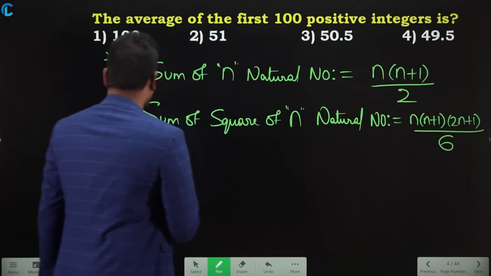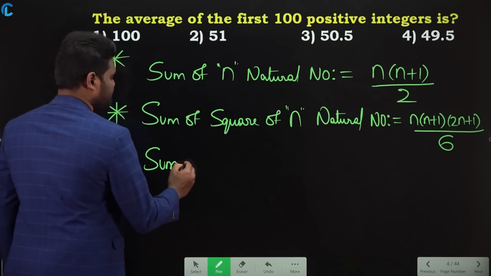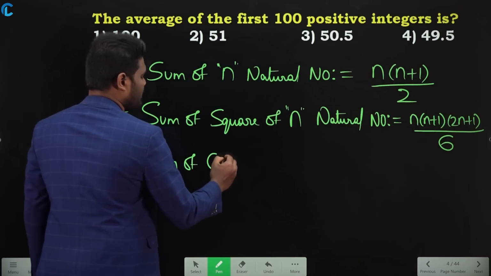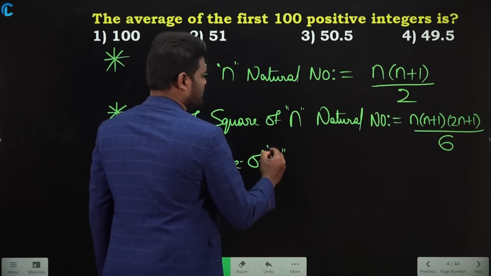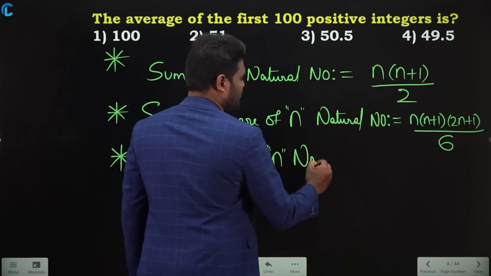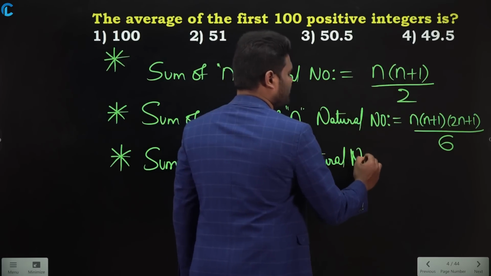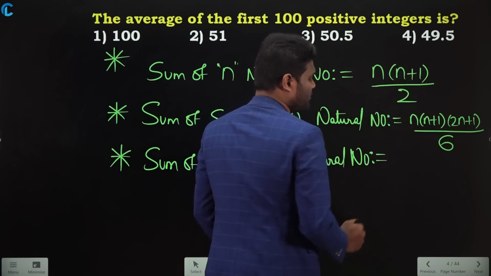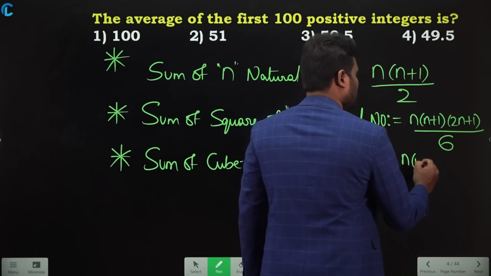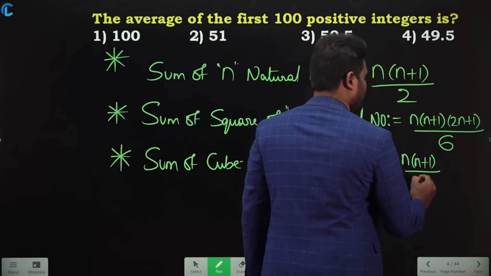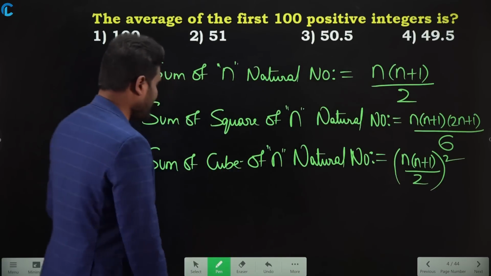Next, similarly, one more formula, that is the sum of cubes of n natural numbers. What is the formula for this one? The formula for the sum of cubes of n natural numbers is nothing but n into n plus 1 by 2 whole squared. Yes or no? So these are very important.